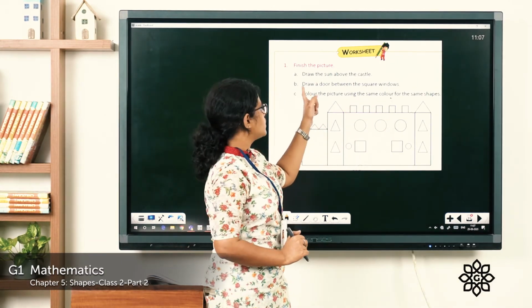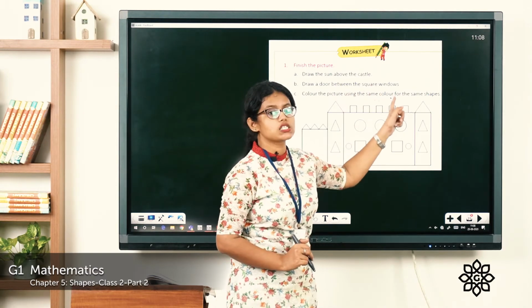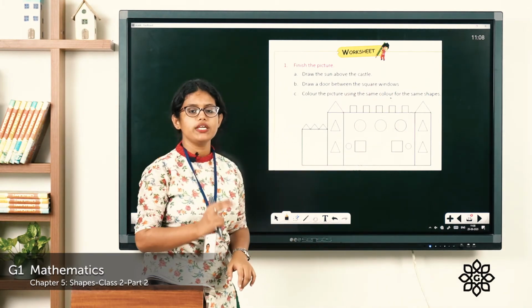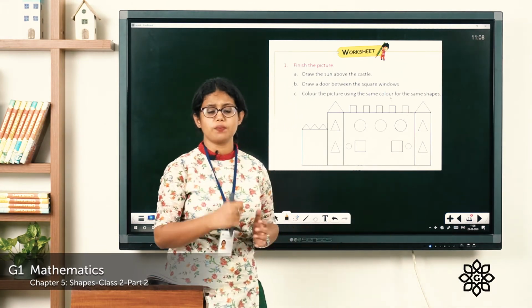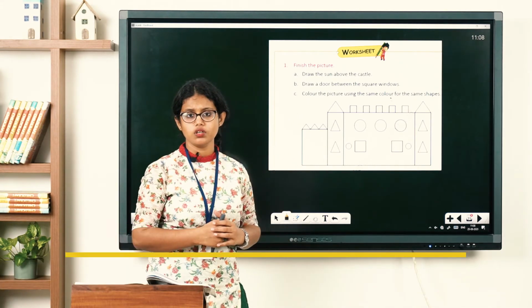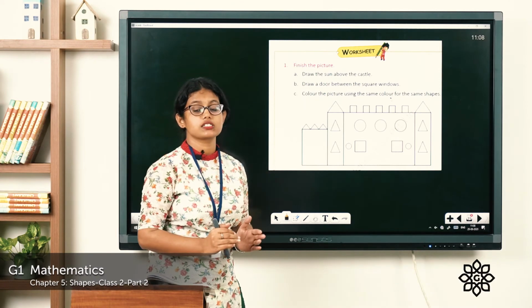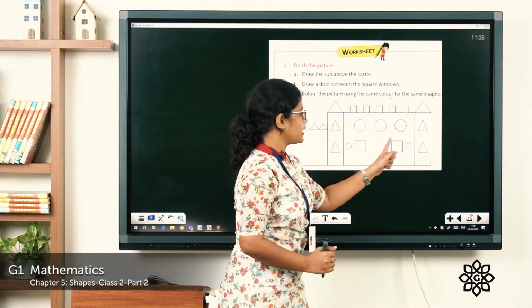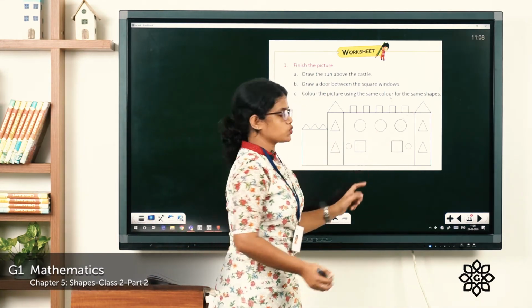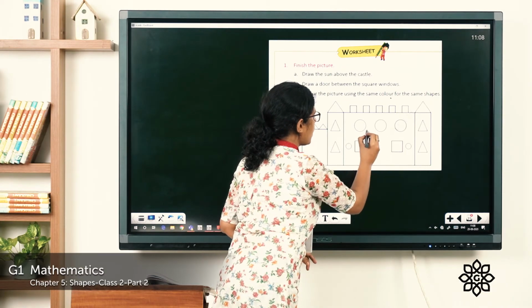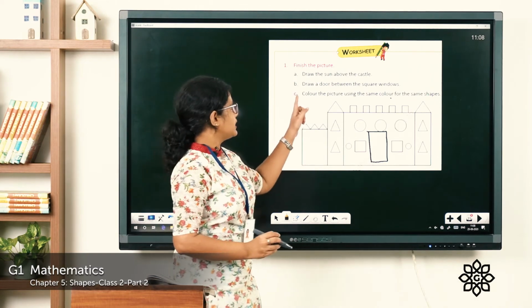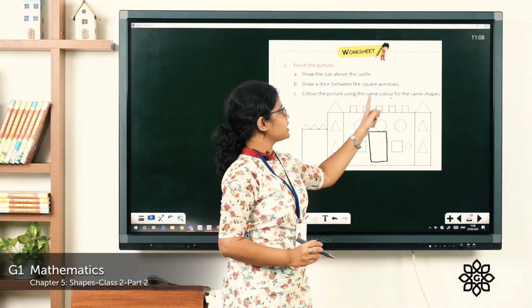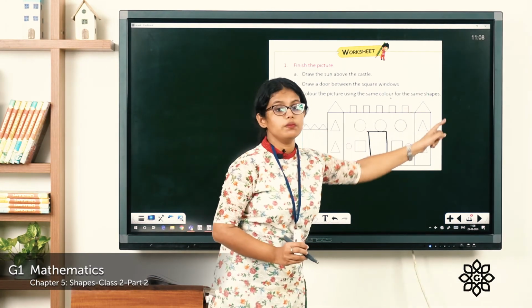Second question, draw a door between the square windows. So between the square windows, you have to draw a door. You know what is the shape of a door? A door is rectangle in shape. So between these two square windows, you have to draw a door. Done.